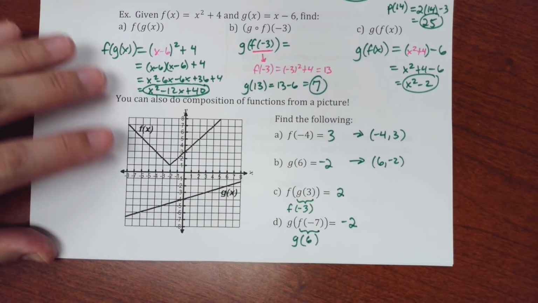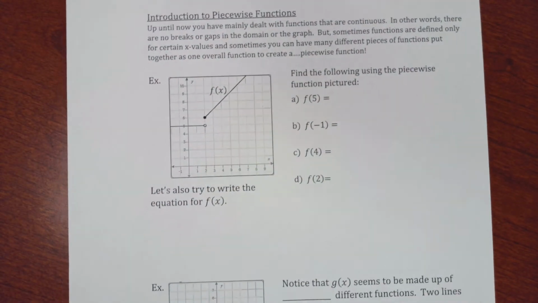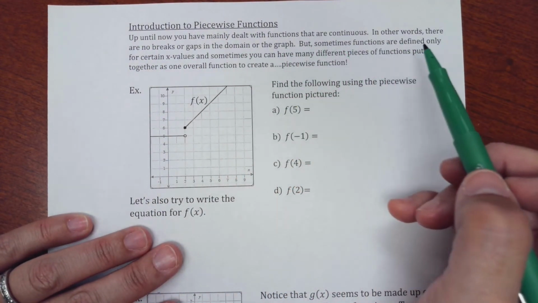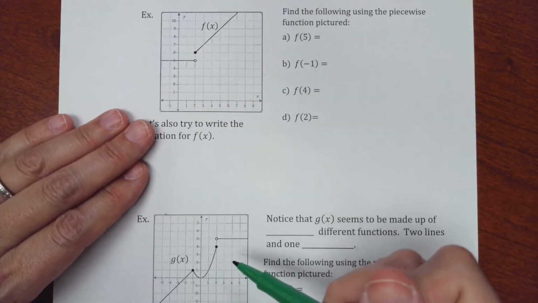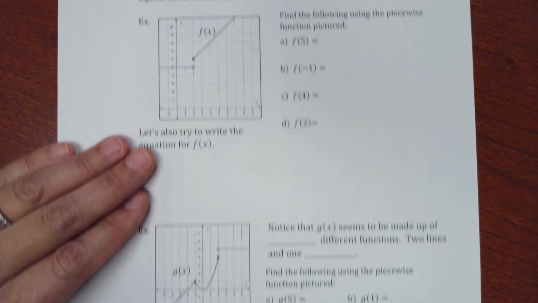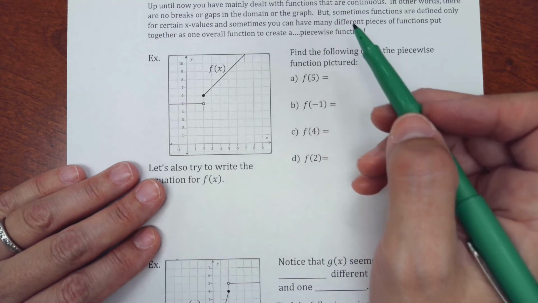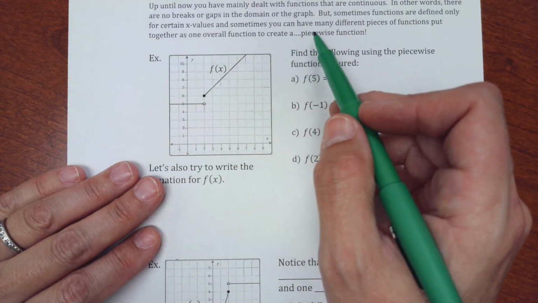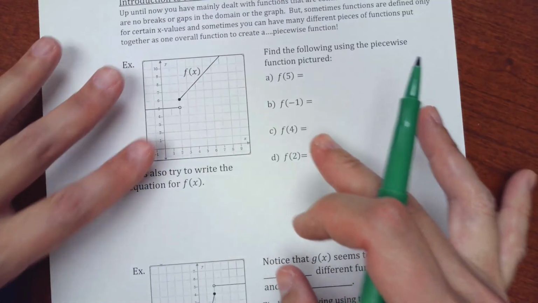Okay, all right, so the last little bit, you're going to start learning about something called piecewise functions. So up until now, you've mainly dealt with functions that are continuous. So there's no breaks or gaps in the problem like you see here. This is continuous, but that's a little bit weird, that sharp turn. But anyway, in other words, there are no breaks or gaps in the domain or the graph. But sometimes functions are defined only for certain x values, and sometimes you can have many different pieces of a function put together to make one overall picture, right?